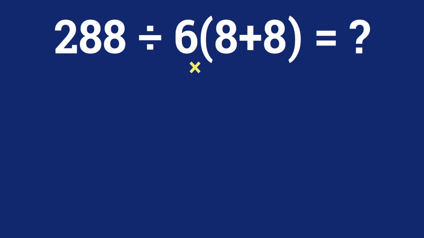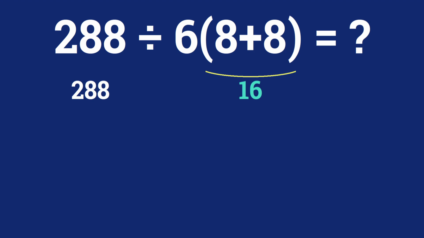So according to the PEMDAS, first we have to do these parentheses, then this division, and finally this multiplication. If we do this multiplication before this division, it's wrong. So first these parentheses. Inside these parentheses we have 8 plus 8, which equals 16.